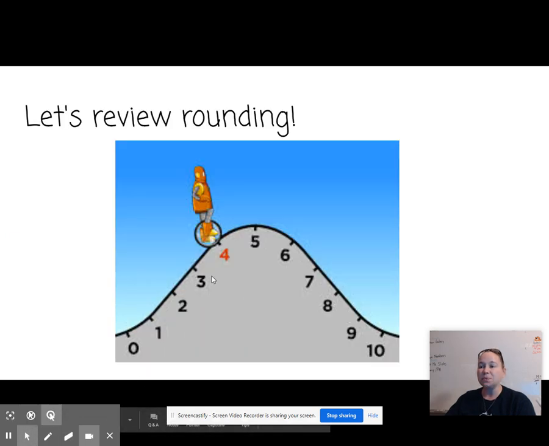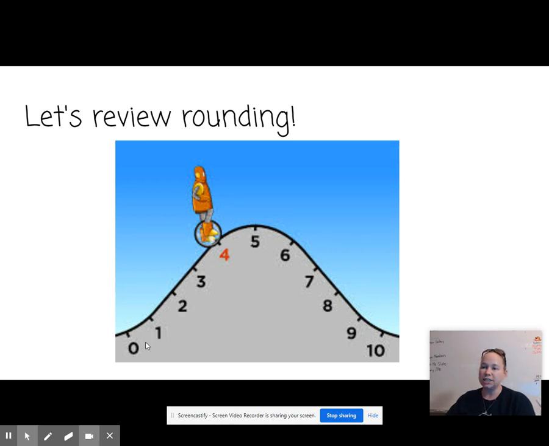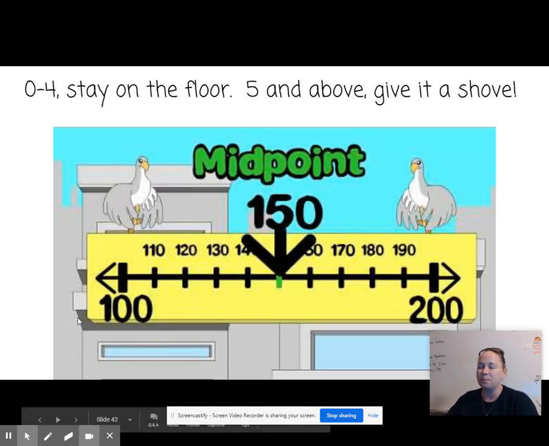All right, let's review rounding. You were probably told 0 to 4, you stay on the floor. At 5 and above, you give it a shove. Do you remember that? You were probably told that before.